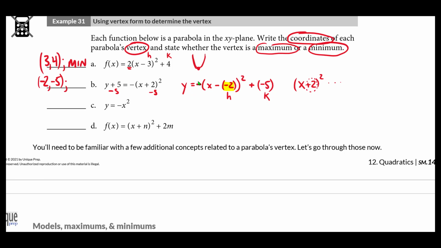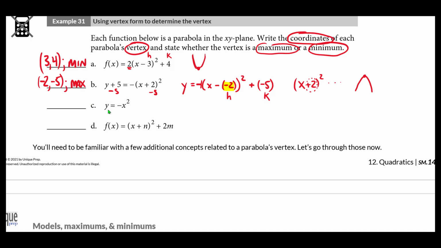And because a here is negative 1, a is negative, a is less than 0. Remember that when a is less than 0, we have a downward facing or frowning parabola, and we know that our vertex is going to be a maximum.